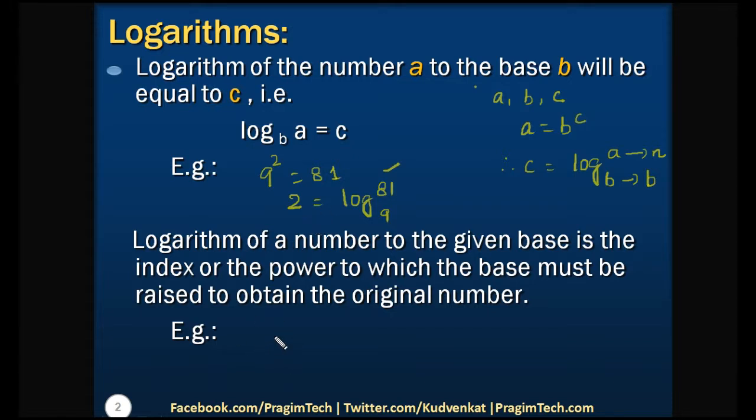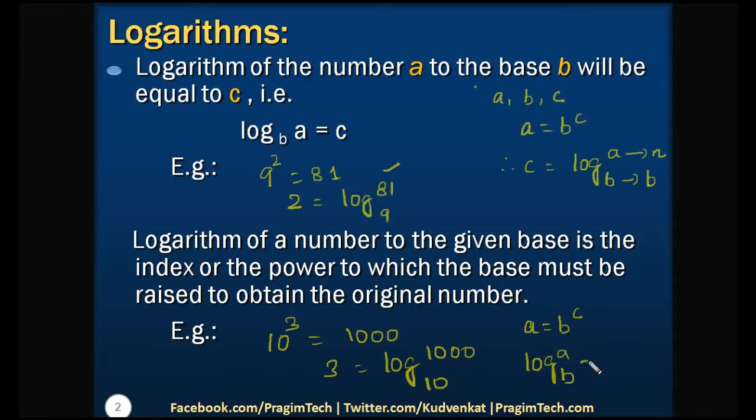Let's consider one more example. 10 cubed is nothing but 1000. So 3 is nothing but the logarithm of 1000 to the base 10. 10 cubed gives us 1000, which is the original number. So from this definition, we can say that a equals b to the power of c, and the logarithm of a to the base b equals c. These two are called transformations, as we are able to obtain one from the other.